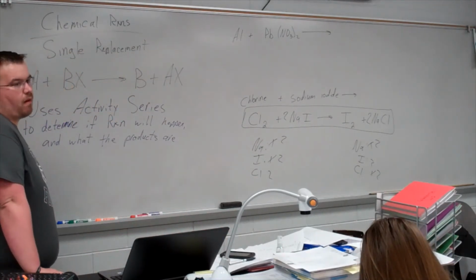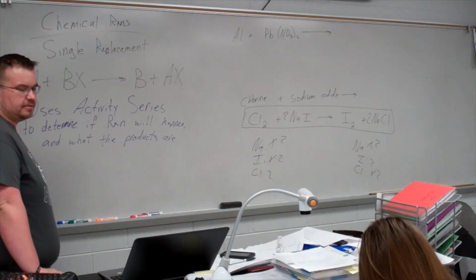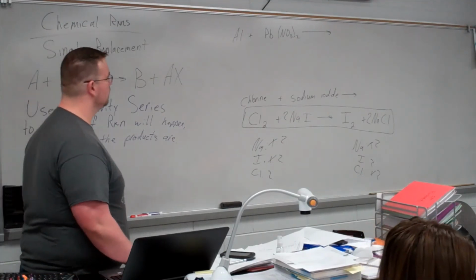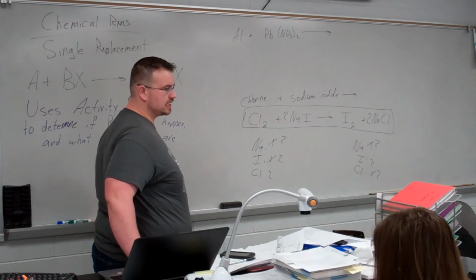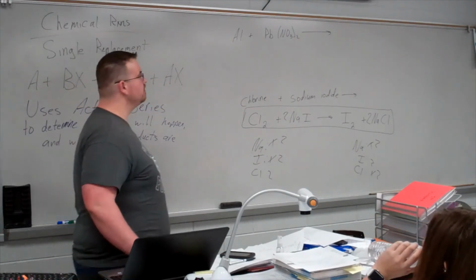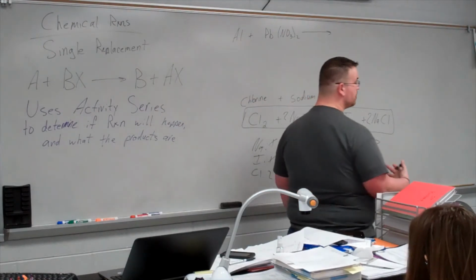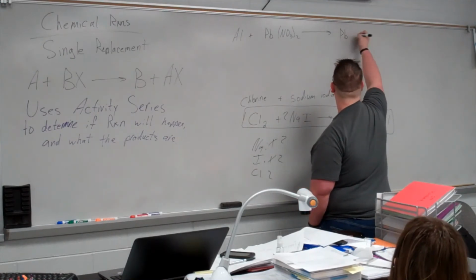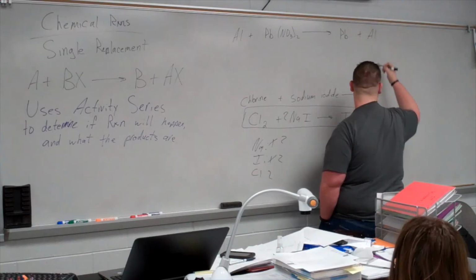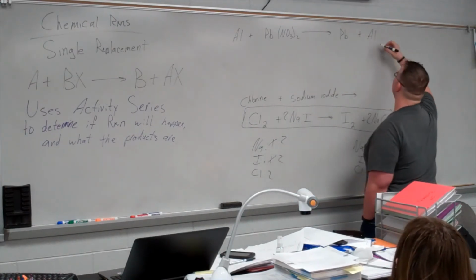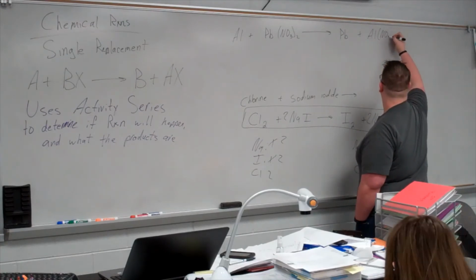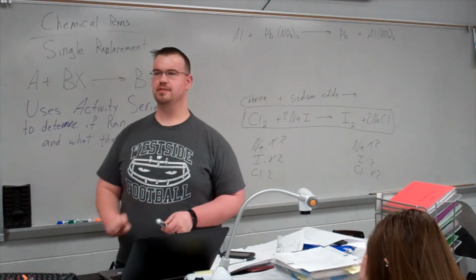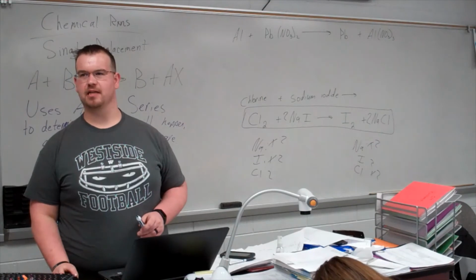Question. What's the charge for them? 13th column, 3 volts. Alright, here we go. In this case, aluminum is higher, so it'll kick the lead, Pb, out. So lead is left by itself, and we get aluminum nitrate. And this is the key: there is a plus 3 charge on the aluminum, the reason I didn't give it to you. Aluminum, 13th column, plus 3.